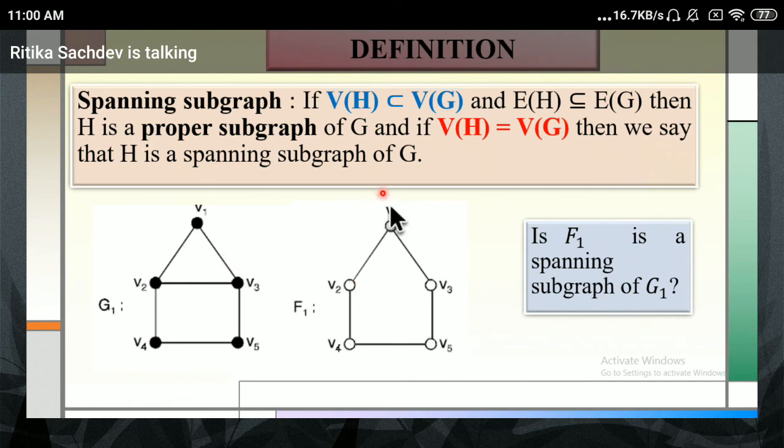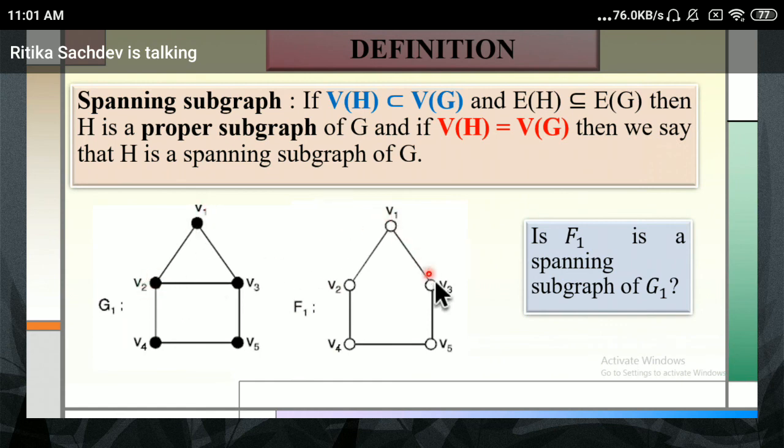So one thing we notice is that our condition was only on the number of vertices. We had V1, V2, V3, V4, V5 in the original graph, and in this graph on the right hand side, F1, we have V1, V2, V3, V4, V5. And we also wanted whatever edges are there in F1 should also be in G1. So V1 is connected to V2 in F1. Is it connected in G1?